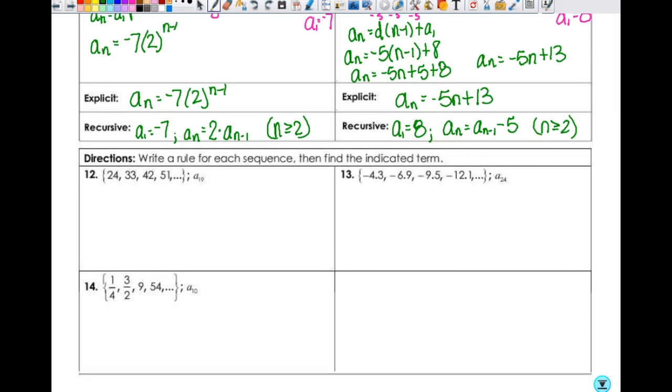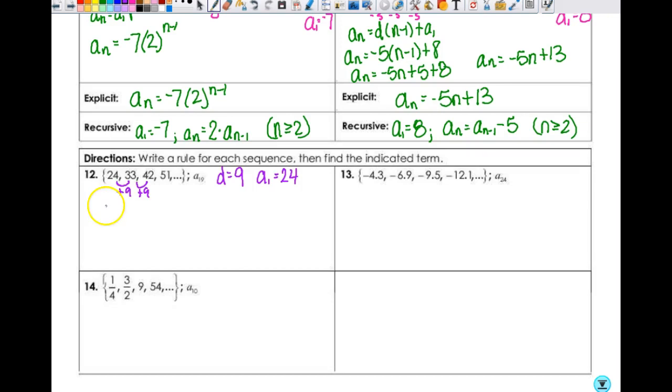Okay, number 12. We're going to write a rule for each sequence, then find the indicated term. Remember it's sequence, so make sure you're paying attention to sequence versus series. I have to identify whether it is arithmetic or geometric so I know where to go with this. If I look at this, I am adding 9 each time, right? So that means there's a common difference, which is 9. It's arithmetic. A sub 1 is 24.